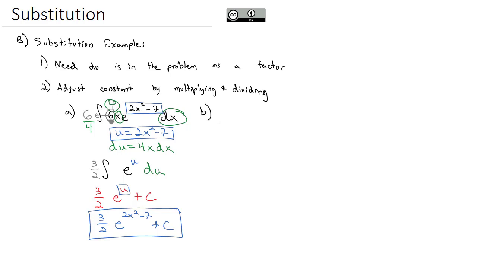Let's try another example. Let's try the integral of 3x minus 1 times 3x squared minus 2x plus 4, all to the 5th power dx. I don't know any derivative who gives me this big ugly thing as an answer. But what if all that stuff to the 5th power was my u? What if u was 3x squared minus 2x plus 4? Then it becomes u to the 5th power. And that's much easier to work with.